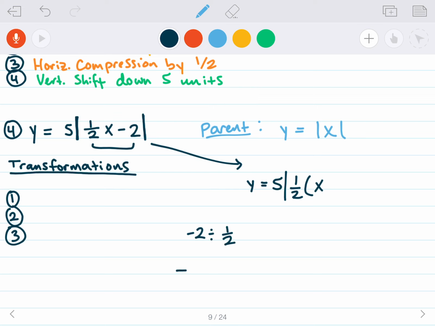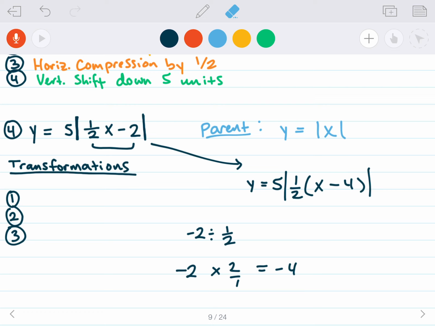So -2 divided by 1/2 is just -2. When I divide by a fraction, I multiply by the reciprocal. So that's -4. And again, distribute this back in. See if you get this. You do. And if you don't, try again.